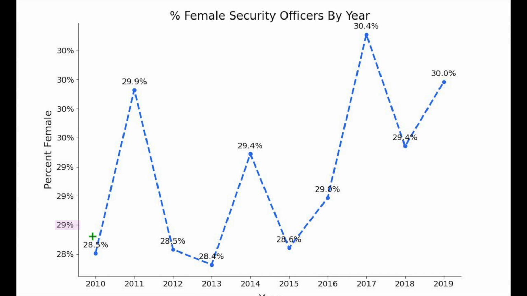So the variable is percent female. Okay, no problems with that. And it looks like this reads 28%, and then 29%, and then 29%, and then 29%. Okay, that doesn't make sense.